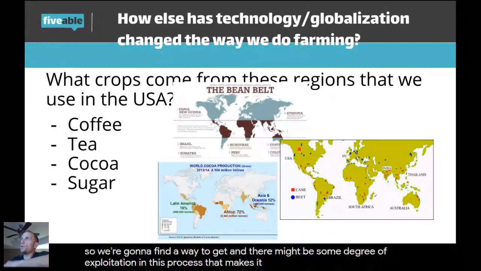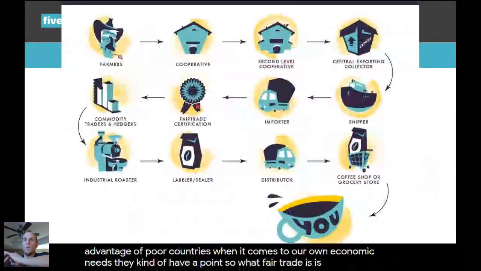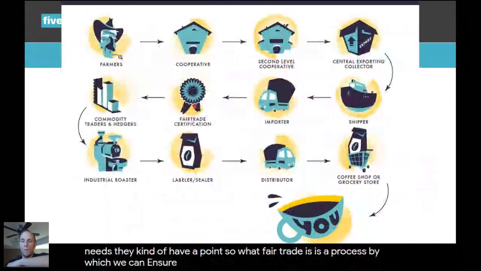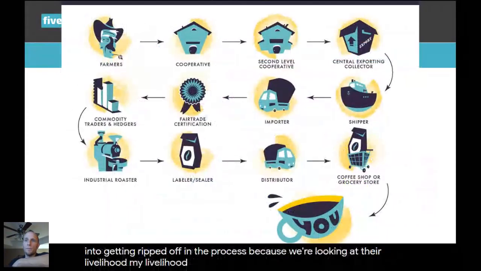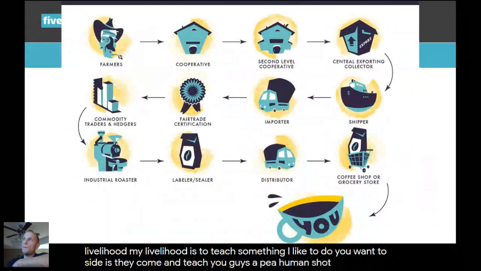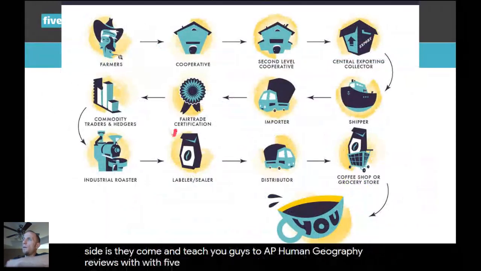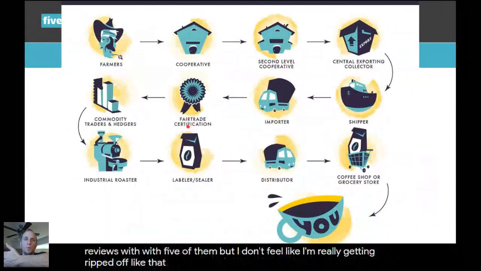So fair trade is a process by which we can ensure that people who farm these goods that we buy aren't getting ripped off in the process, because we're looking at their livelihood. My livelihood is to teach. Something I like to do on the side is to come and teach you guys AP Human Geography reviews with Fiveable. But I don't feel like I'm really getting ripped off like that, and I don't think that's really going to be possible in the system we have.